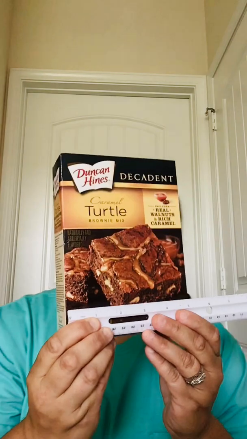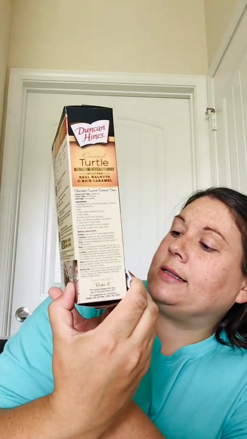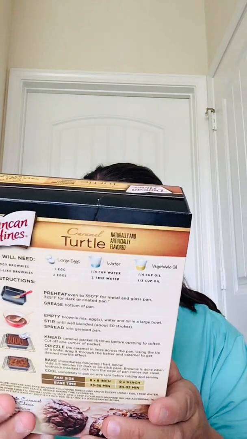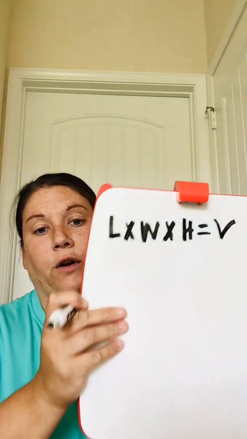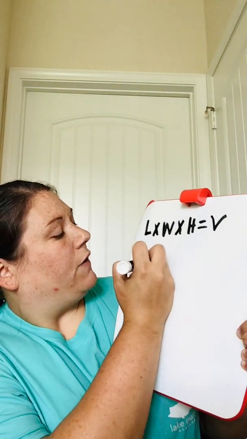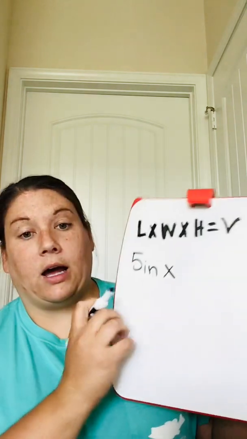I'm going to measure the length across. It is about a 5 1/4. So remember I said we're going to round to the nearest inch. So we're going to round to 5. So our length is 5 inches. So on here for length, I'm going to put 5 inches times, now I'm going to measure my width.